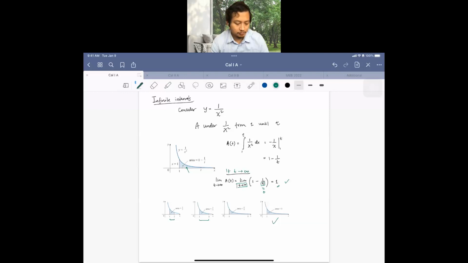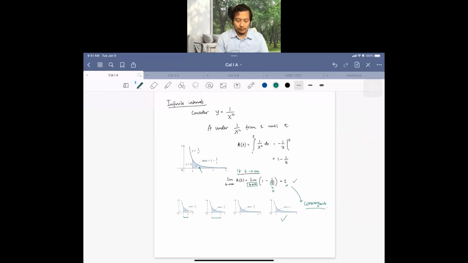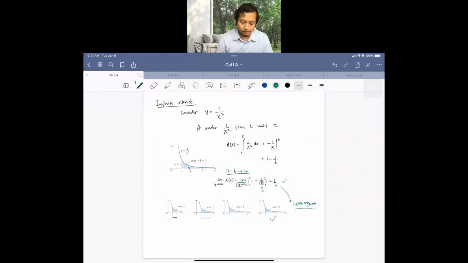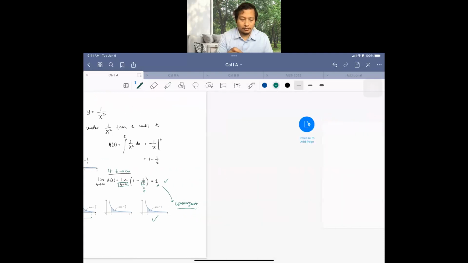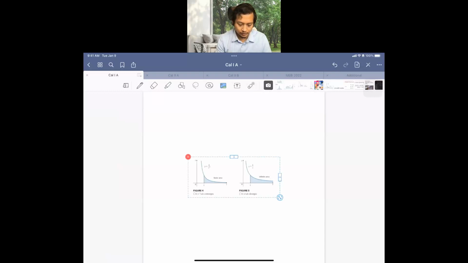And let me just compare 1 over x squared with another function, 1 over x. Also this we call convergent. We say it's convergent. Okay, now let me give you this.